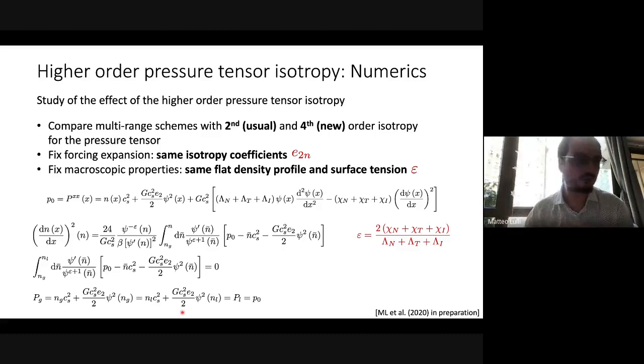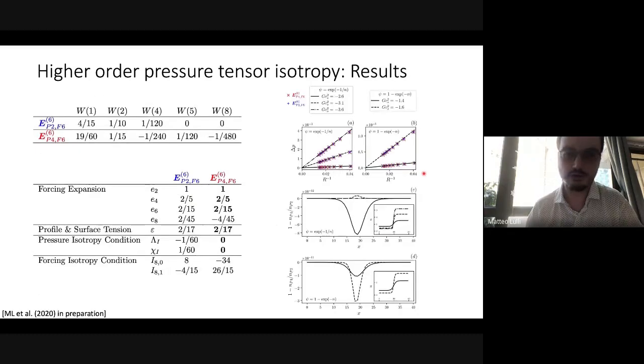So how do we highlight the features of this enhanced isotropy of the pressure tensor? How do we get the difference? What's new in this with respect to higher forcing isotropies? We do this by comparing the schemes while keeping fixed the forcing coefficients so that we know up to a given order the expansion of the forcing is the same. And then we also keep fixed this parameter epsilon that basically is the one that decides the flat profile and the surface tension. So let's go on.